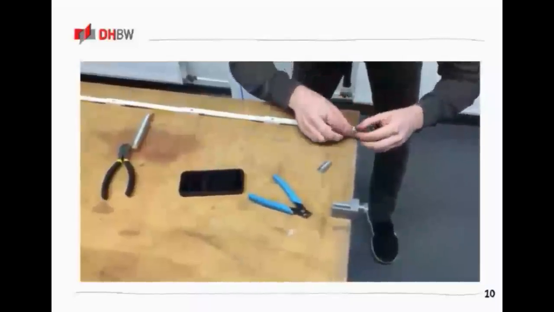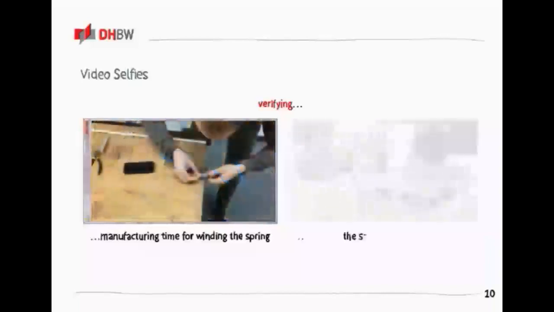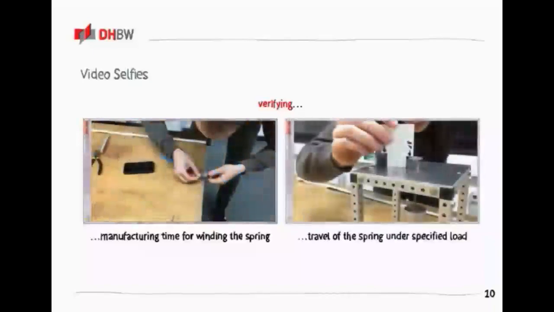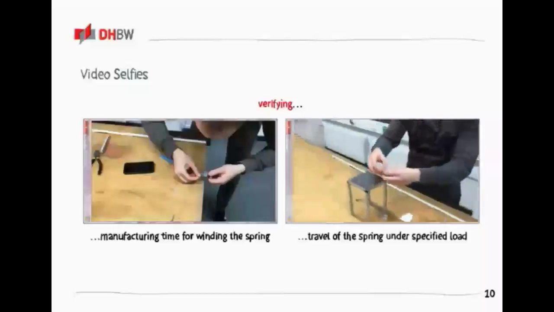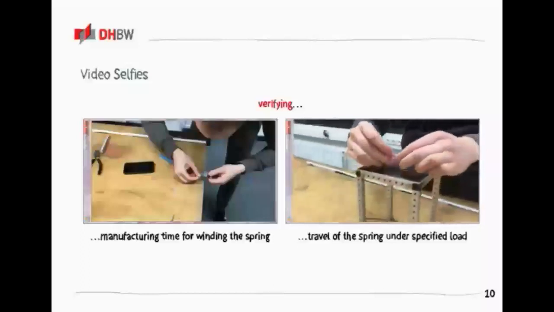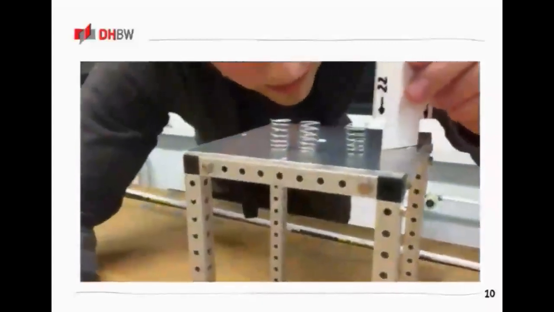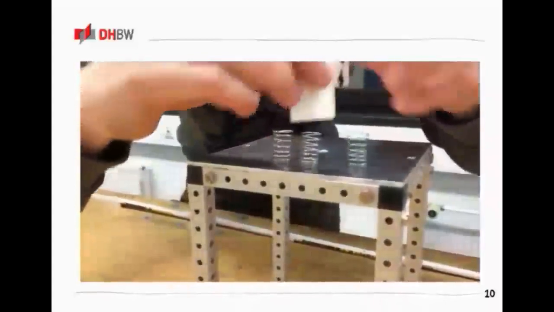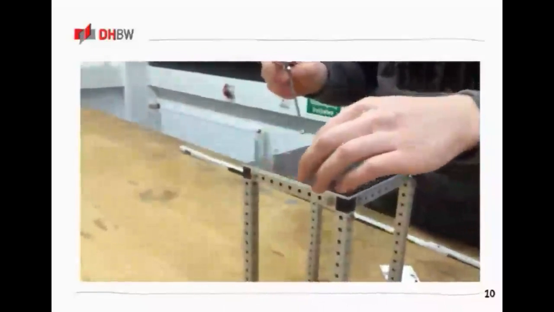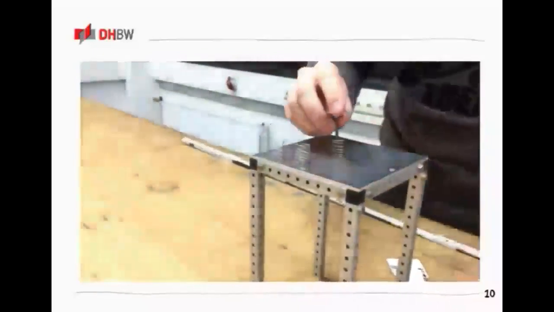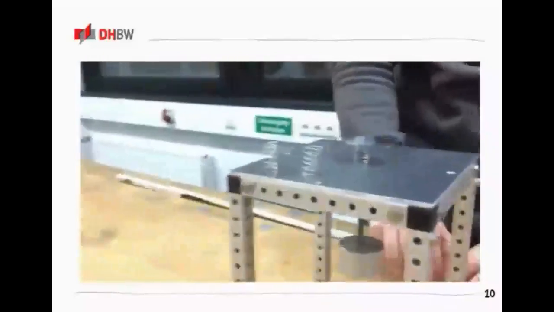Final inspection. The students also had to prove that their springs met the specifications. Therefore, they checked the size tolerances with help of go and no-go gauge. And also inspected the travel of the spring under specific load conditions.